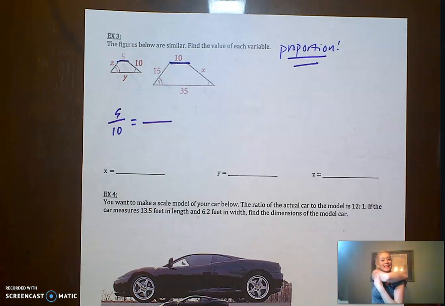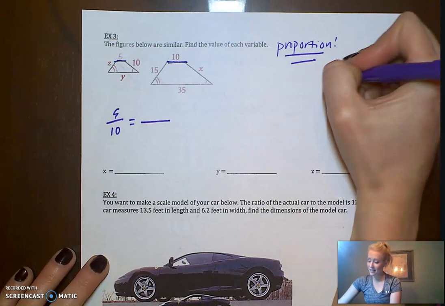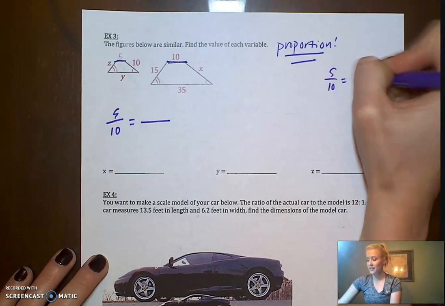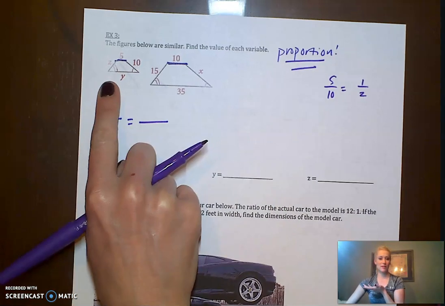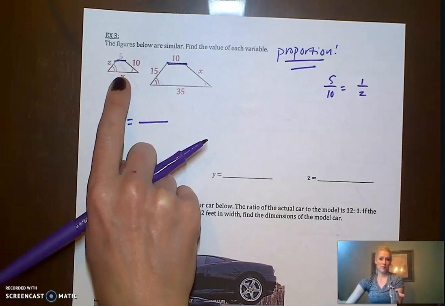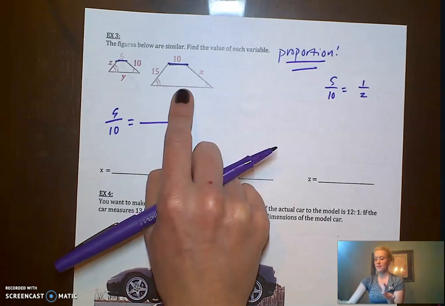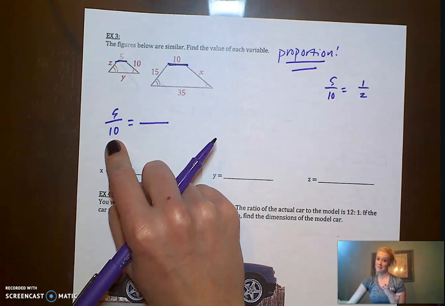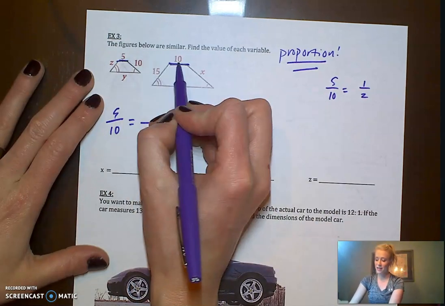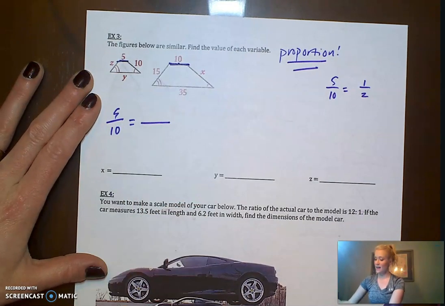Honestly, I'm going to be lazy. If I'm just writing a proportion to find a missing side, I don't even have to reduce that. The way these sides are related, this one's twice as big as this one. So for every 1 foot on here, it's 2 feet on here. But if I'm just after finding a missing side, I don't even have to reduce that. So I just go 5 over 10, and I'm trying to find x.